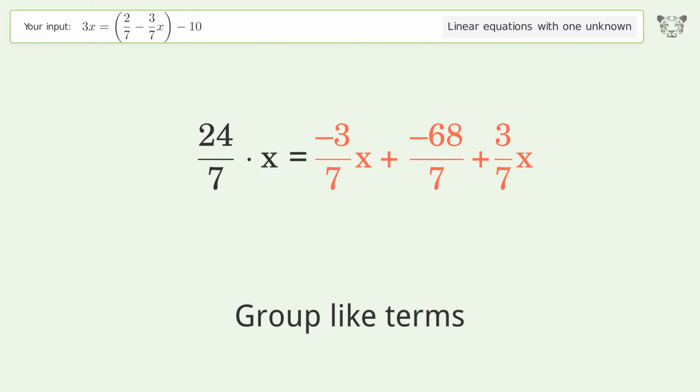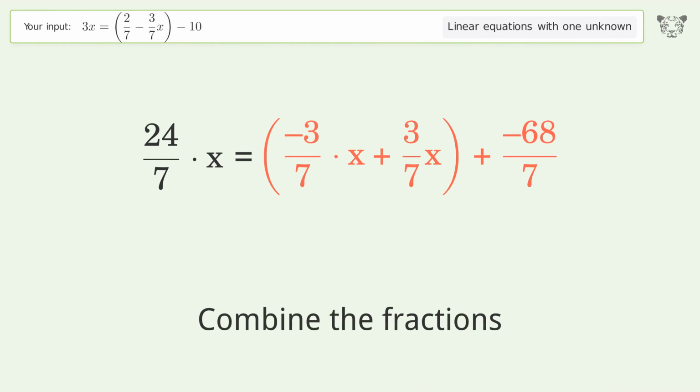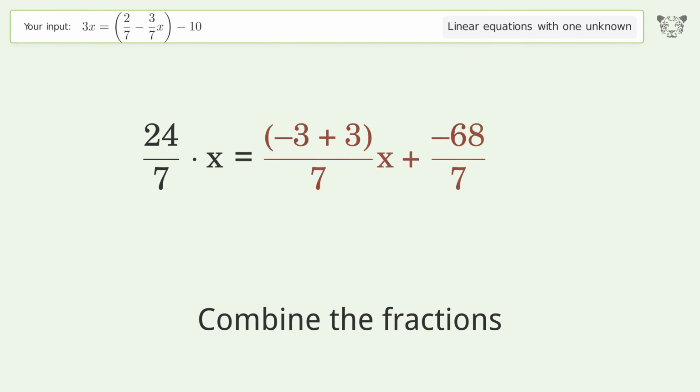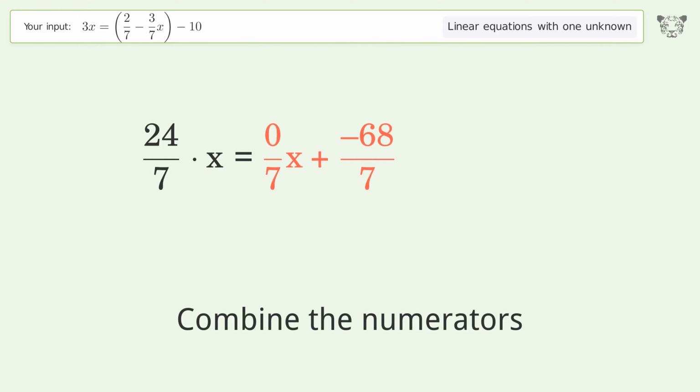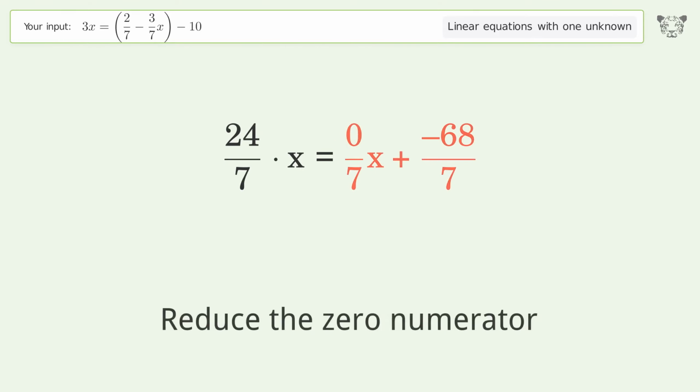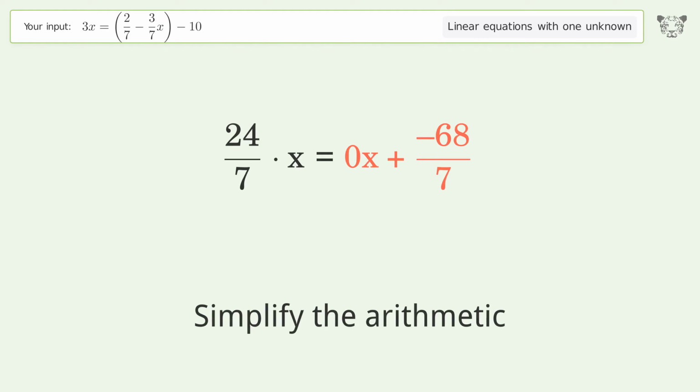Group like terms. Combine the fractions. Combine the numerators. Reduce the zero numerator. Simplify the arithmetic.